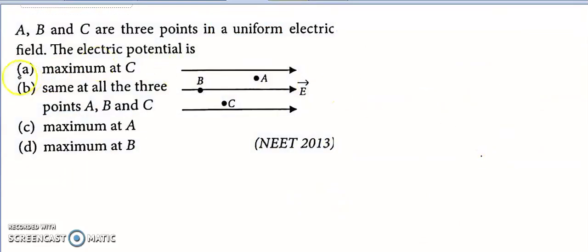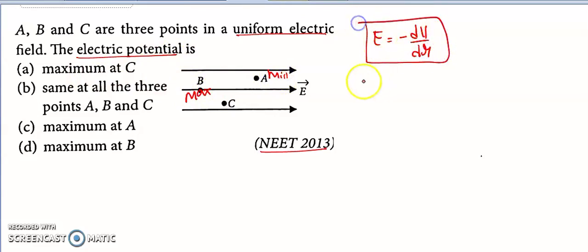So look at the next question. So this question was asked in 2013. ABC are the points in the uniform electric field. The electric potential, see where it is maximum, B point is maximum, and at this point it is minimum. Why? Electric field is equal to minus dV by dr.